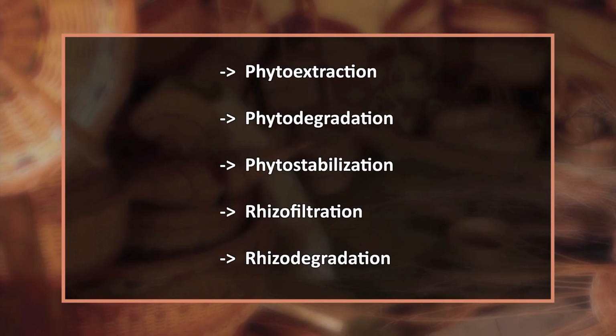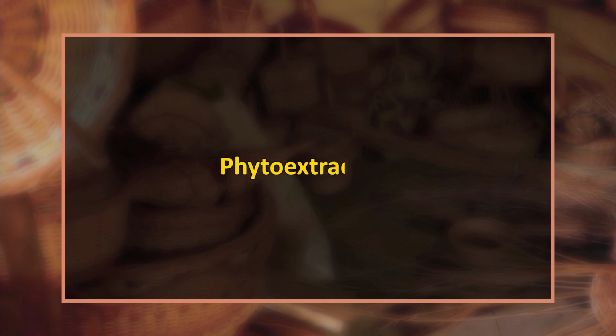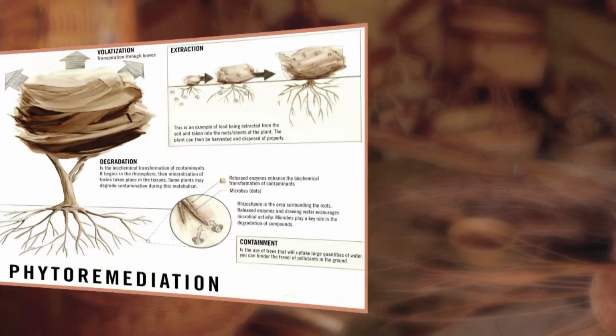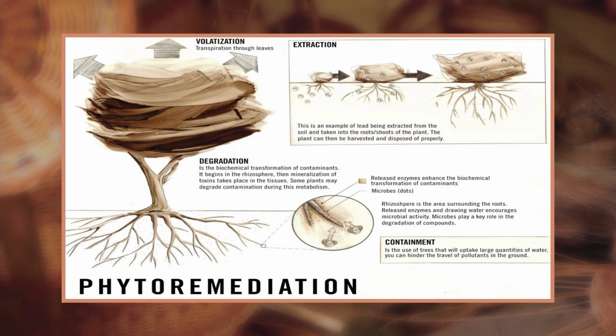phytodegradation, phytostabilization, rhizofiltration and rhizodegradation. First we will talk about phytoextraction. In this process, the contaminant is removed from the substratum by means of absorption, uptake and its accumulation in plant tissues. In this mechanism, the phytoremediation application requires that the contaminant is removed from the environment by harvesting the plant.